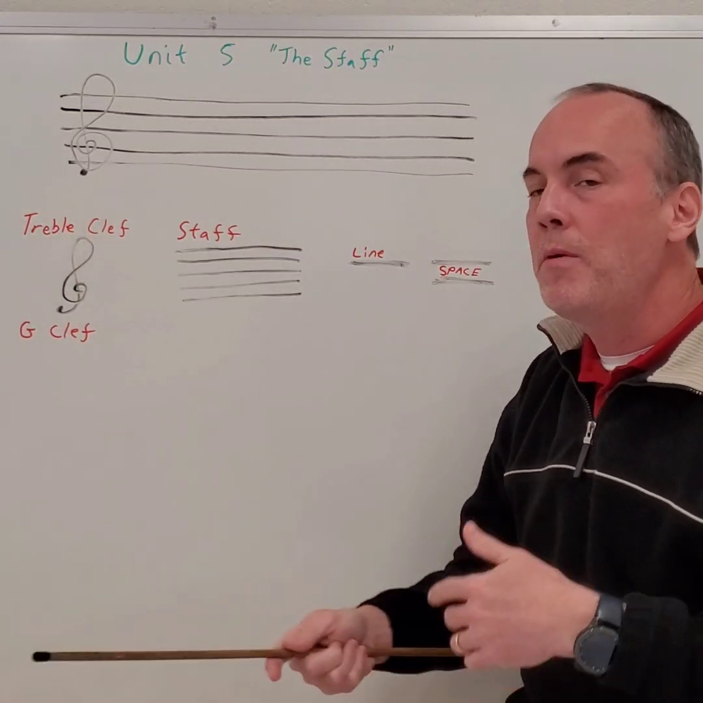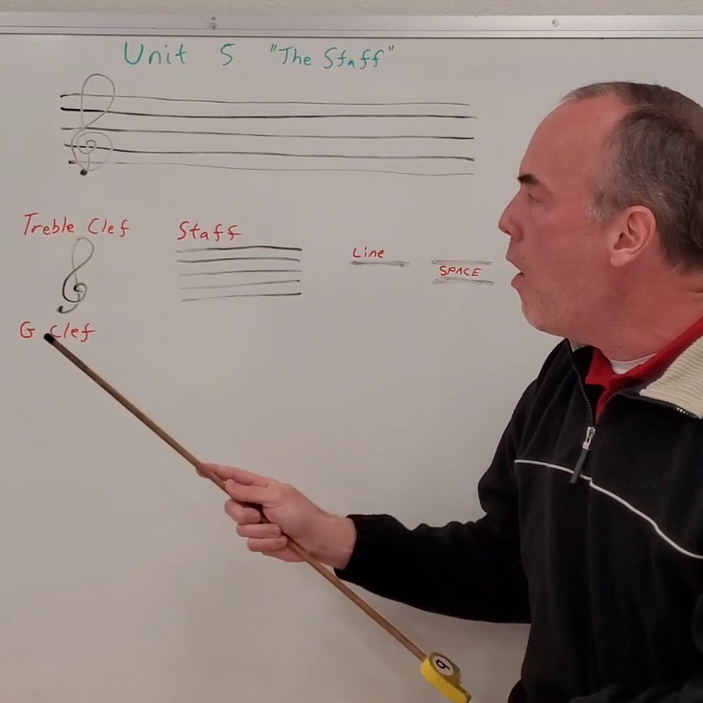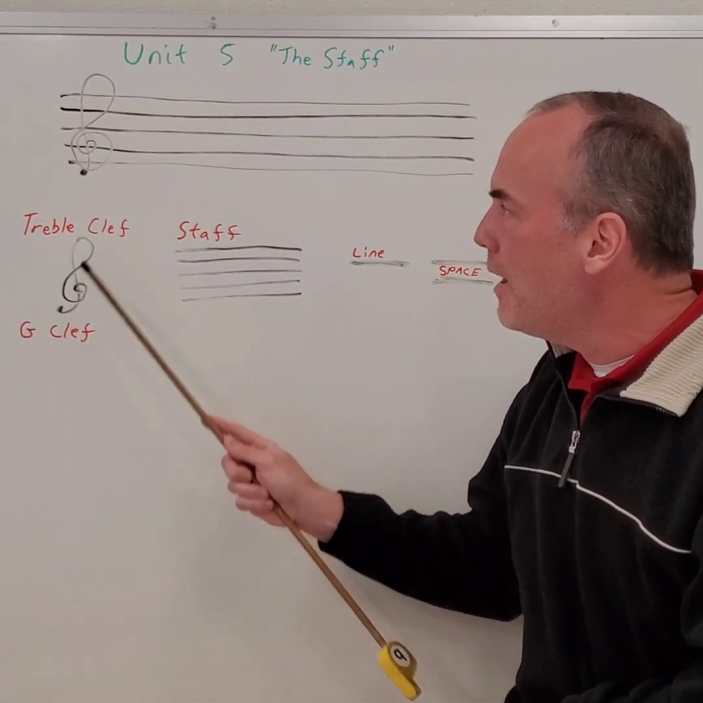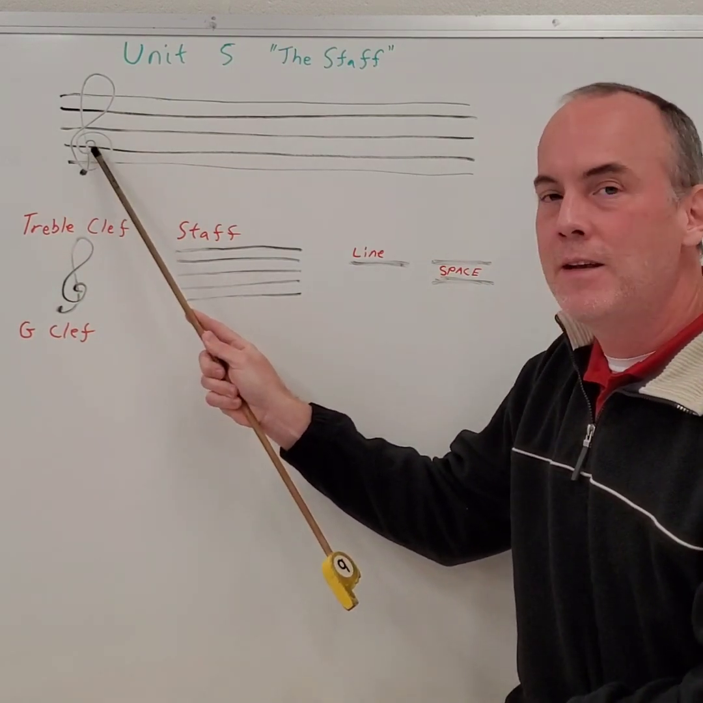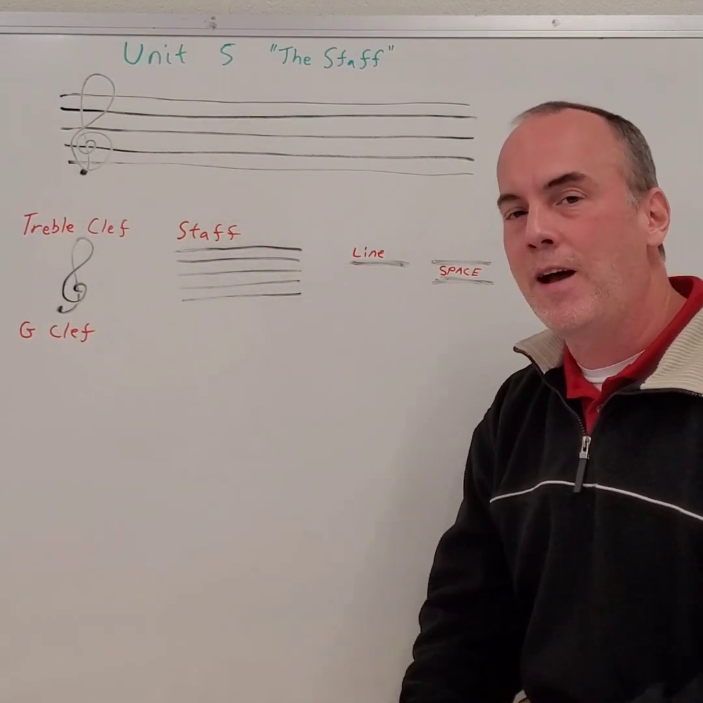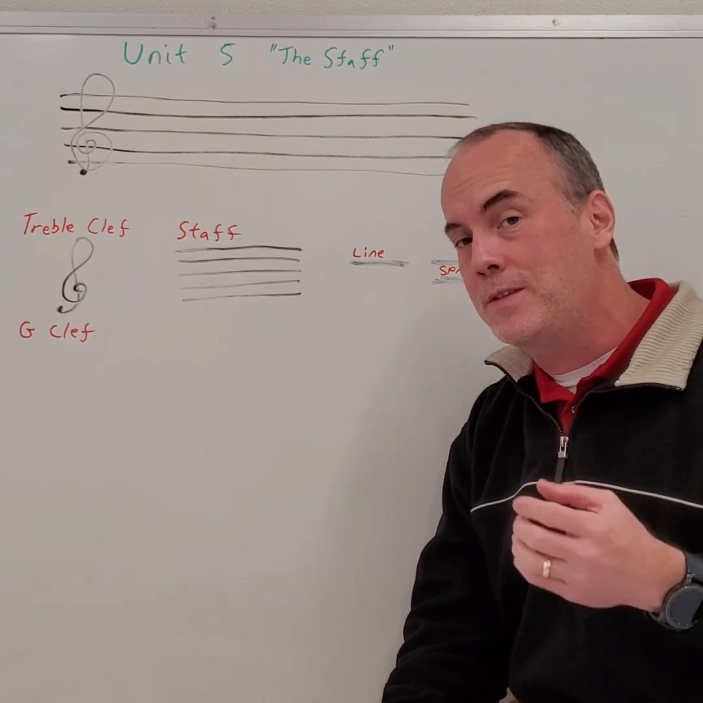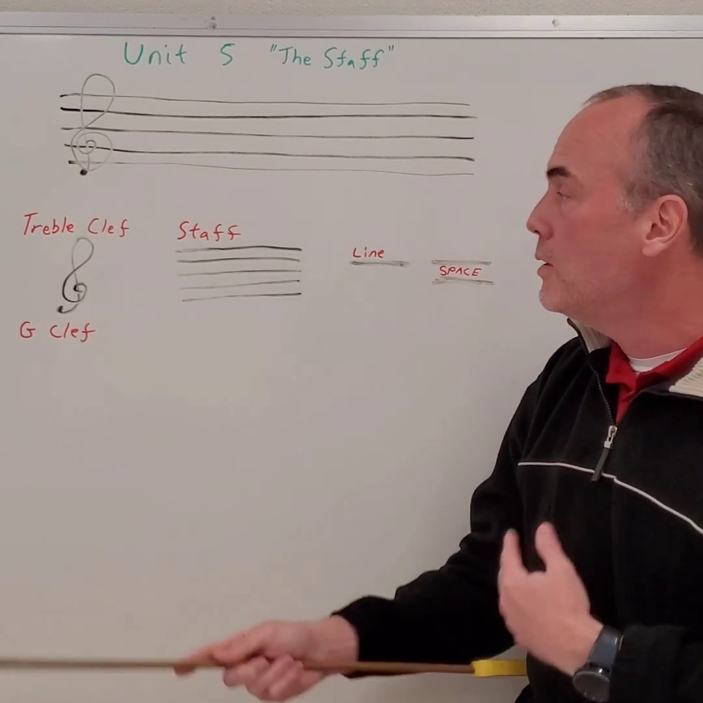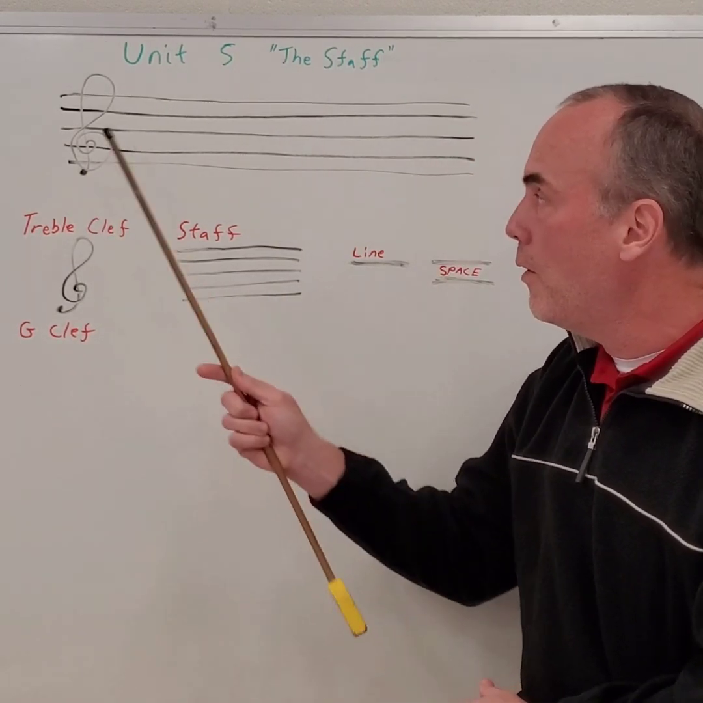Anyways, so treble means the high clef, or we can call it a G clef, because you see, it makes the little G right there on the second line, and the second line on the treble clef is actually the letter G. So, let's go over this real quick, going from left to right.